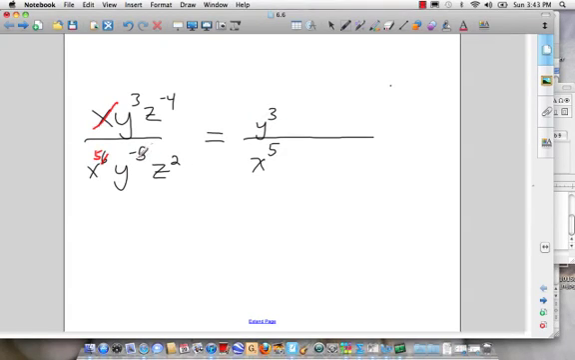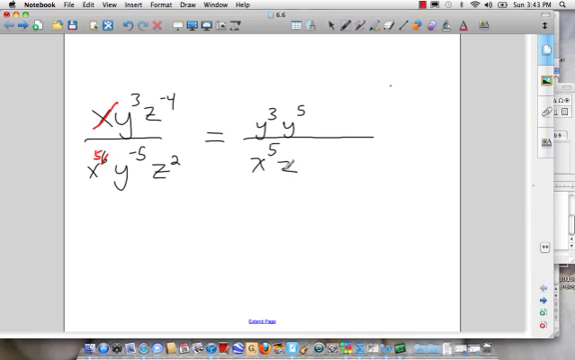The y to the negative 5. It turns out if you have a negative exponent in the denominator, you can make that exponent positive by moving that piece of the expression to the numerator. And then something similar is going to happen with the z's.